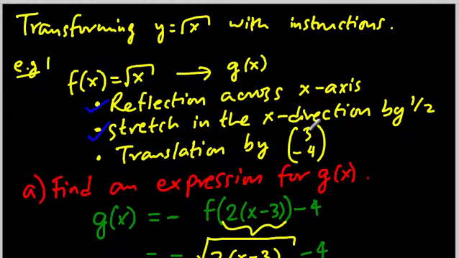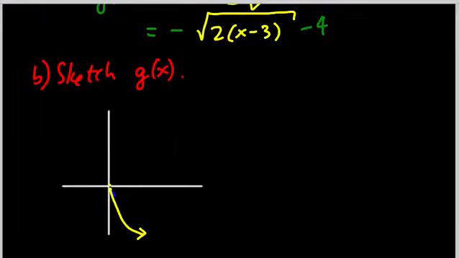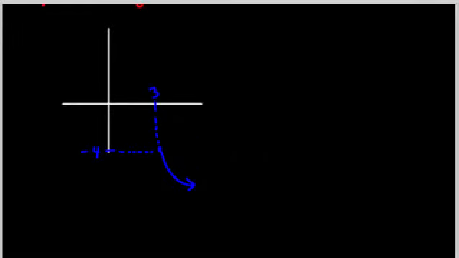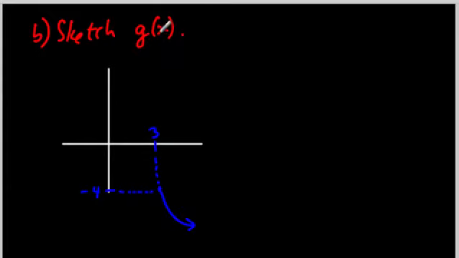It's translate to the right by 3 and down by 4. I'm going to do both of those in just one step. So right by 3 and then down by 4, which means this is your starting point, and then it's just going to go down like that. And I'm going to erase the old function over there. There we go. This point is my starting point, which is (3, negative 4). And there you go. This blue graph right now is the sketch of g of x.